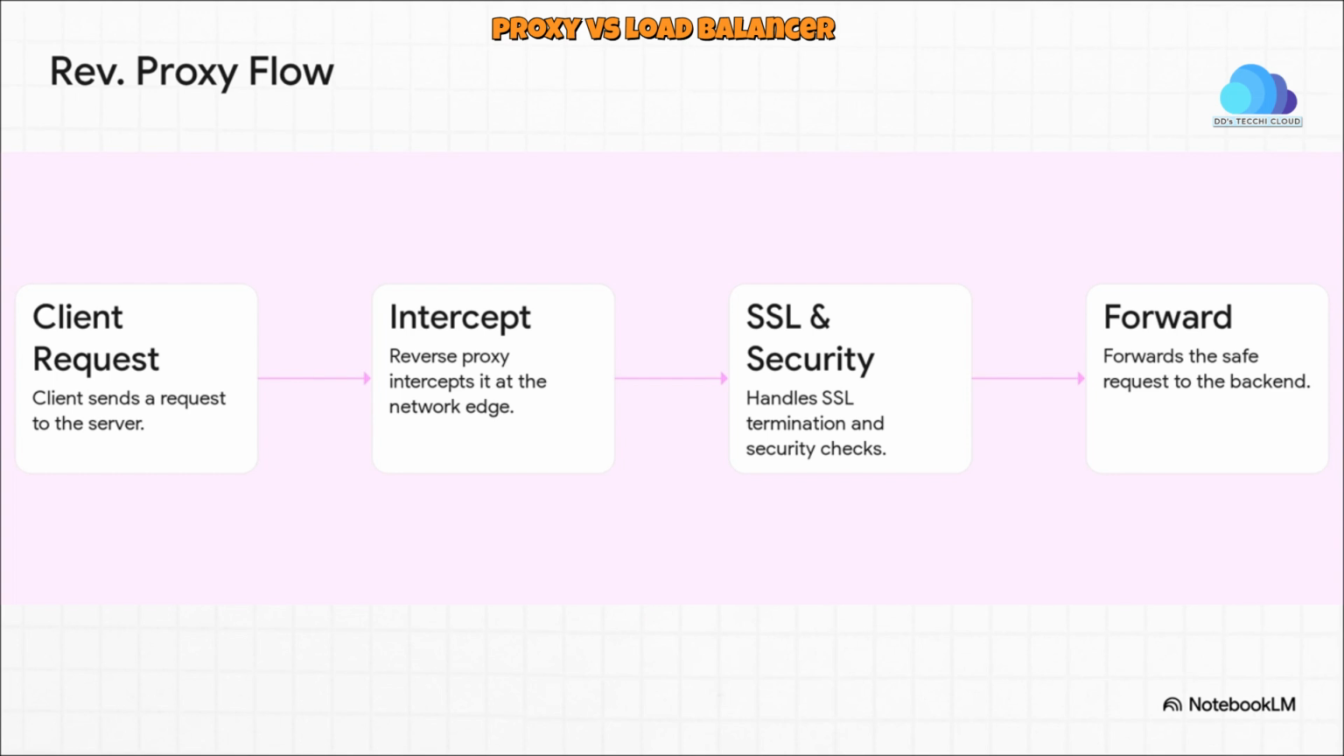A client sends a request, and the reverse proxy intercepts it right at the network edge. Now, step 3 here is absolutely crucial: SSL termination. Decrypting secure, encrypted traffic is a computationally heavy chore. It takes work. The reverse proxy takes on all that heavy lifting. Plus, it runs security checks against malicious DDoS attacks.